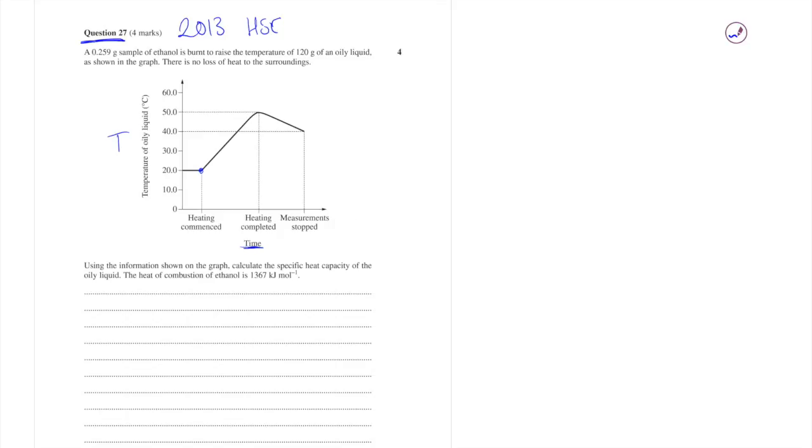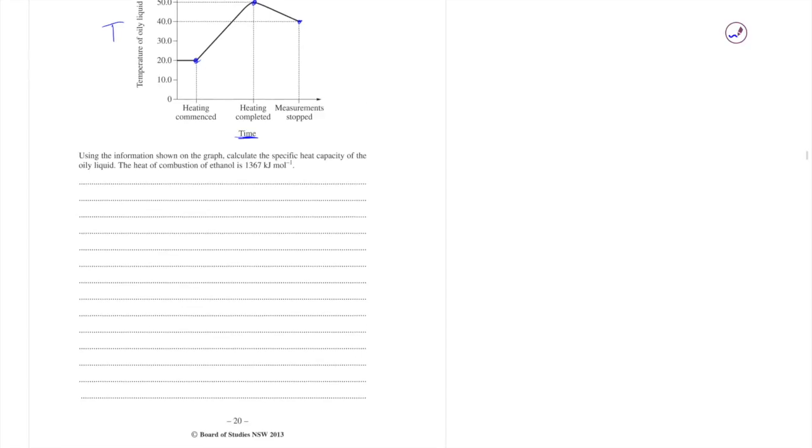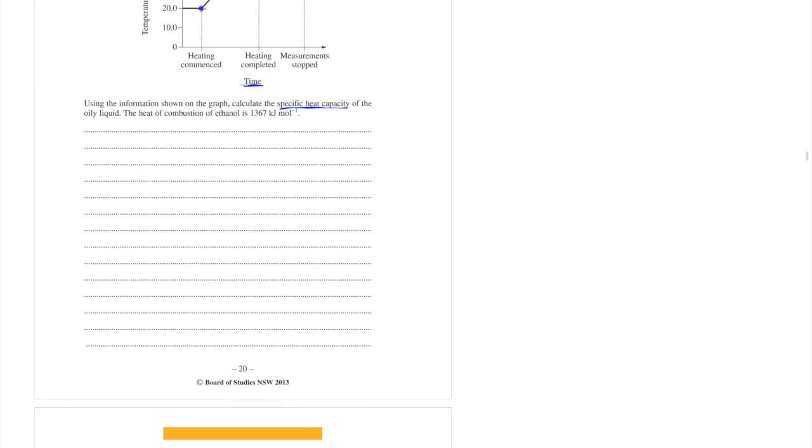And we've got these three really distinct points here, and they're probably pretty important. So I'm going to skip all this stuff up the top, but focus on the question instead. Using the information shown on the graph, calculate the specific heat capacity of the oily liquid. So that's the bit we need to really focus on, specific heat capacity. And hopefully you know the units of that bad boy. And we're going to be looking at dimensional analysis once again.